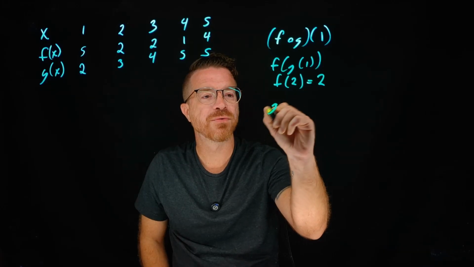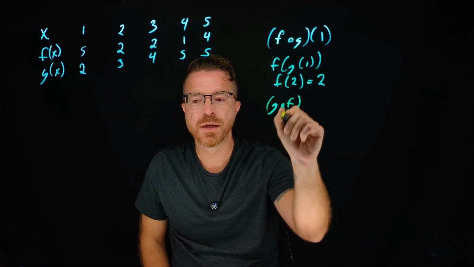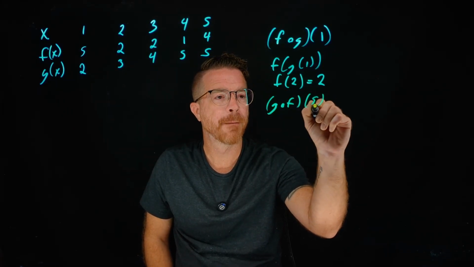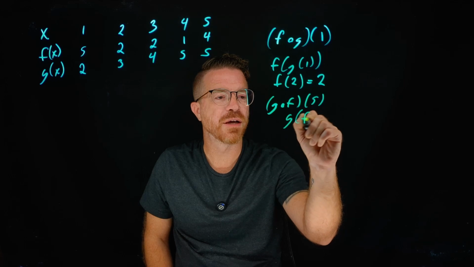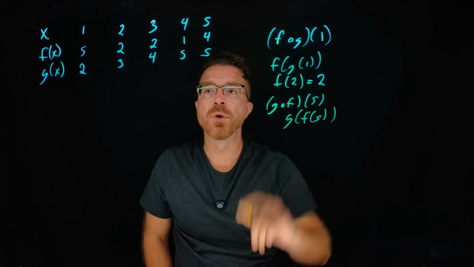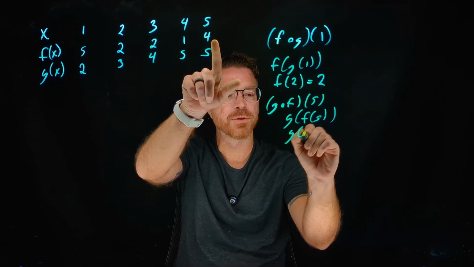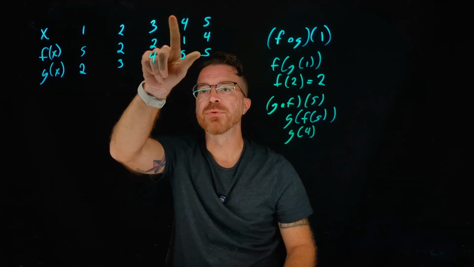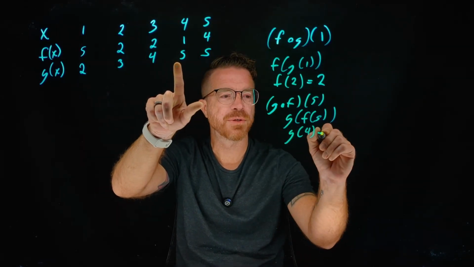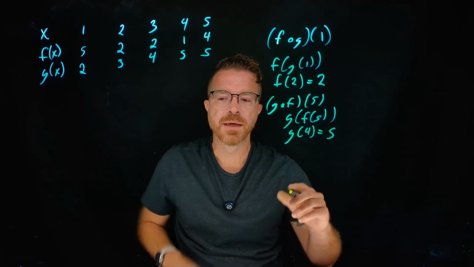What about when we have g of f of 5? So again, this is g of f of 5. Well, when x is equal to 5, my f of x is equal to 4. So this would be g of 4. When x is equal to 4, my g of x would be equal to 5.